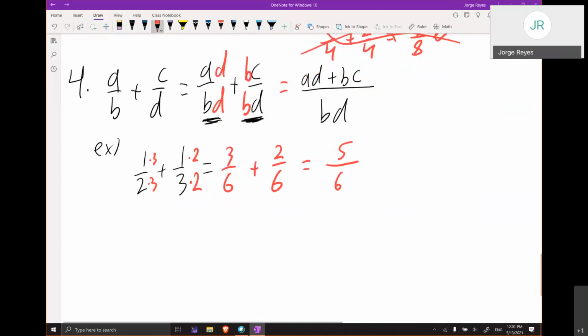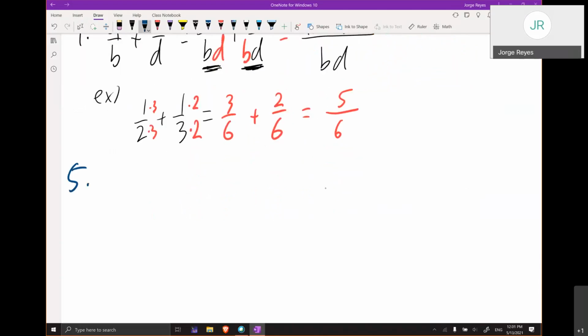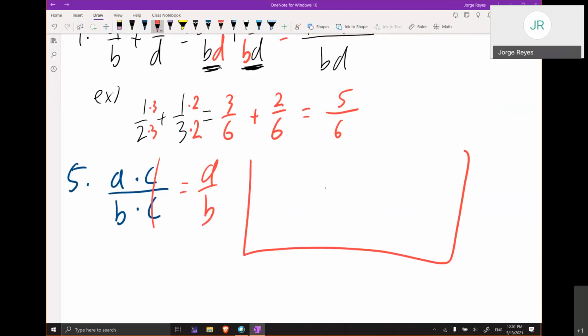All right, and then here's a bonus property with fractions that I want to make sure you guys know. If you have multiplication like this, and you see there's a C on the top and the bottom, you can cancel, and it's just A over B.